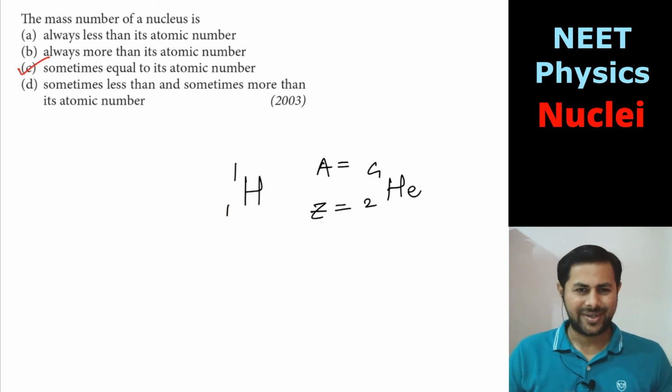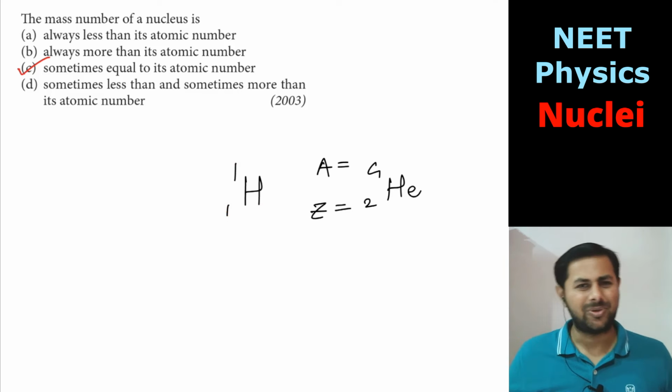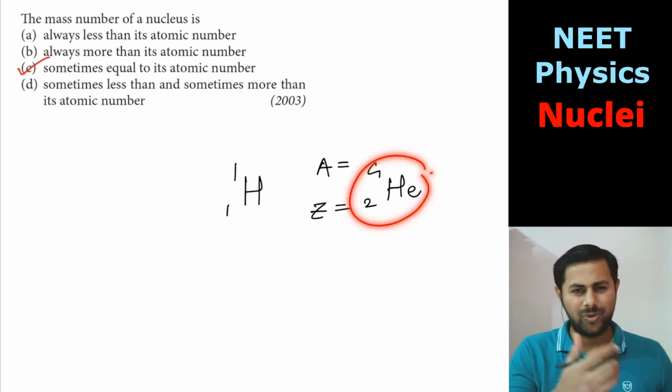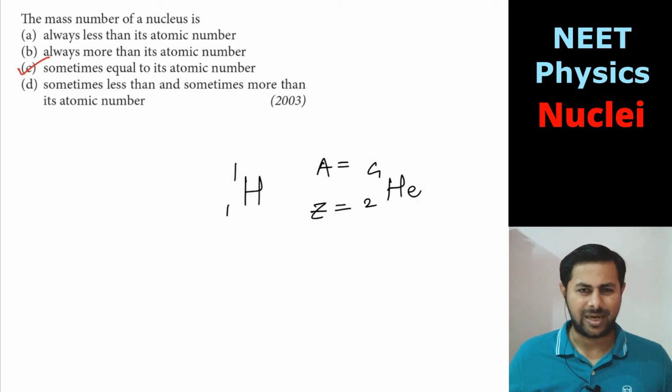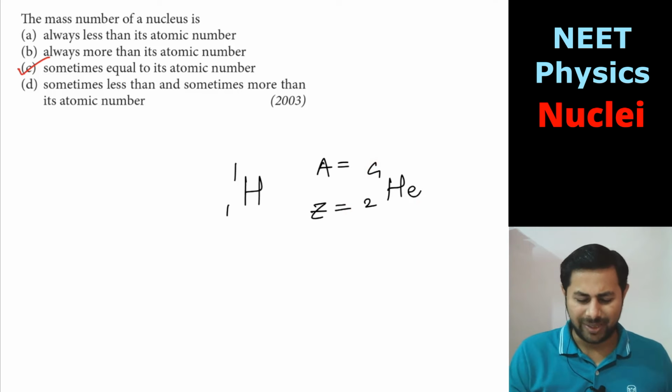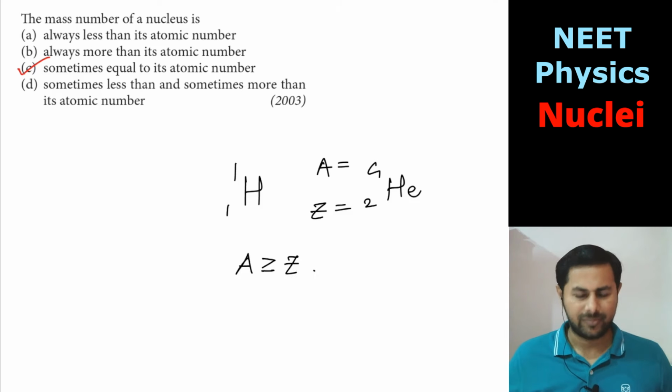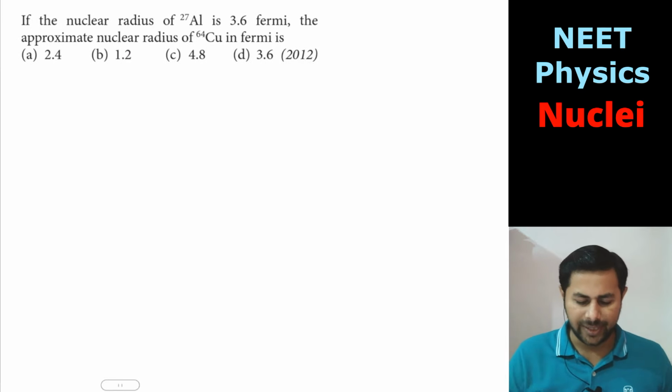Or it can happen when you remove all of the neutrons. If you take some atom, let's say He, and you remove all of the neutrons from it, then atomic number and mass number will become equal. So sometimes it is equal, but otherwise A is greater. So A is greater than or equal to Z, right? This is very simple. Let's see next one.